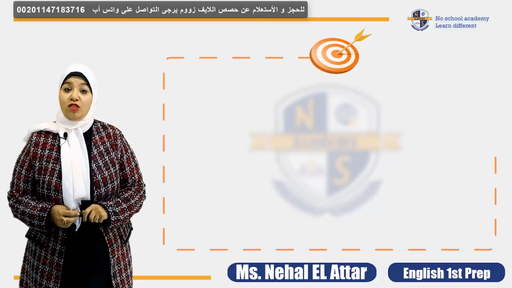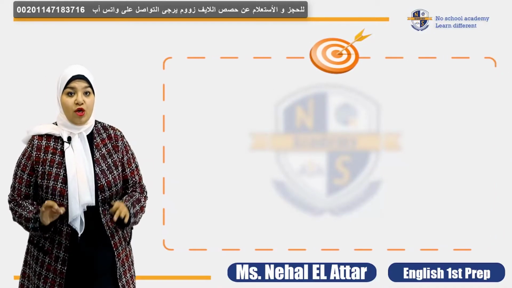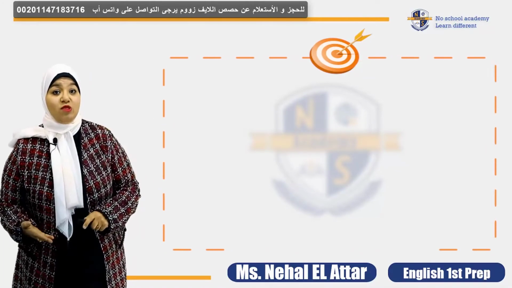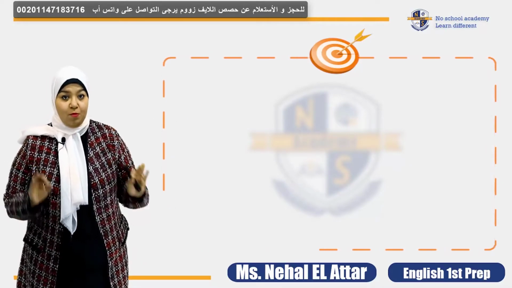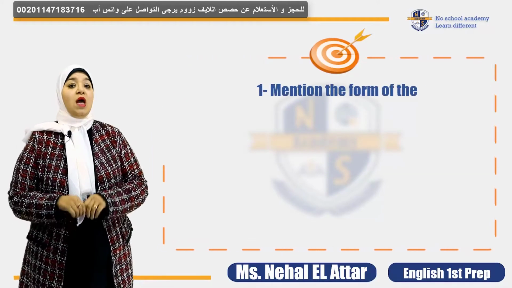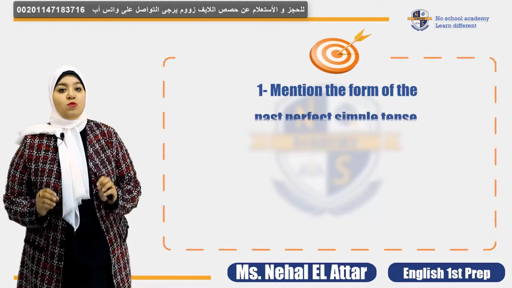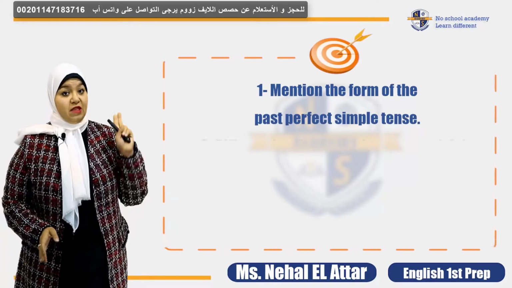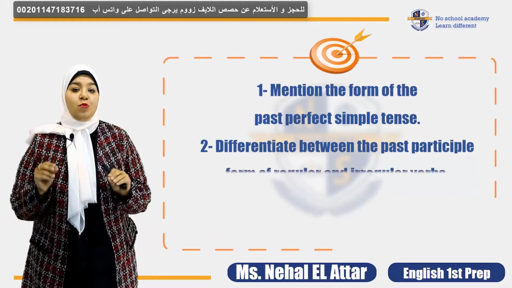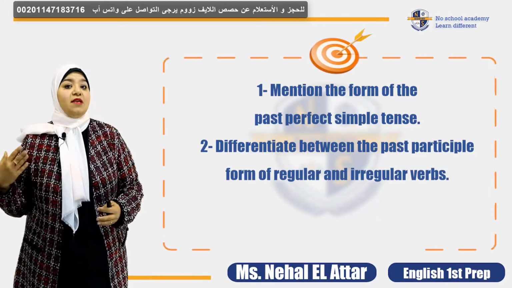Okay, so our agenda for today, or the objectives that we are going to achieve this session, inshallah, let's read them together and please help me to achieve them. The first objective of today is to mention the form of the past perfect simple tense. The second objective is to differentiate between the past participle of regular verbs and irregular verbs.